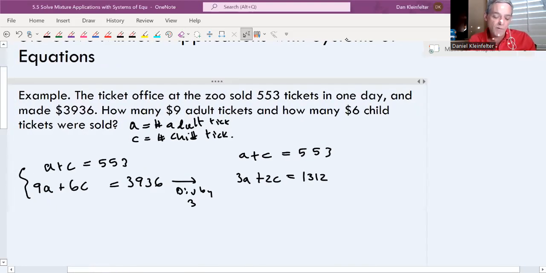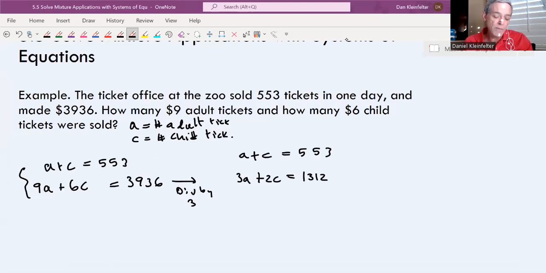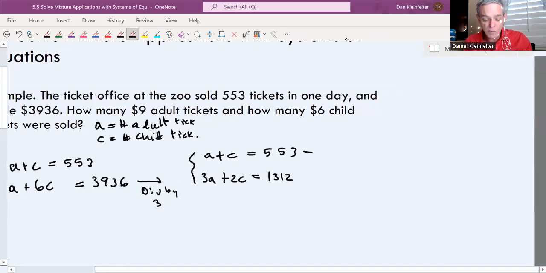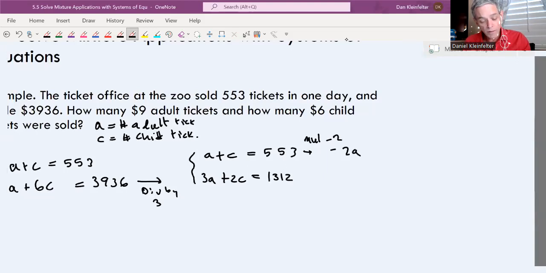All right, so now we're going to use elimination to do this. I think if I multiply the top equation by -2, we can eliminate C's. We could eliminate A's, but then I have to multiply by 3. Multiplying by 2 is a little easier. So we're going to multiply the top equation by -2. So we'll have -2A minus 2C, and that's equal to -1,106. Okay, 500 twice is the 1,000, 50 twice is the 100, and then 3 twice gives the 6.